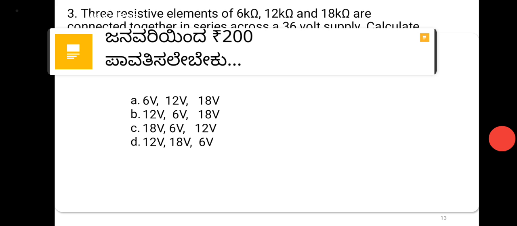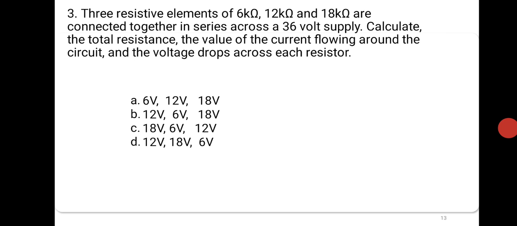The options are: A, 6 volts, 12 volts, 18 volts. Option B, 12 volts, 6 volts, 18 volts. Option C, 18 volts, 6 volts, 12 volts. Option D, 12 volts, 18 volts, 6 volts. The answer is option A: 6 volts, 12 volts and 18 volts.